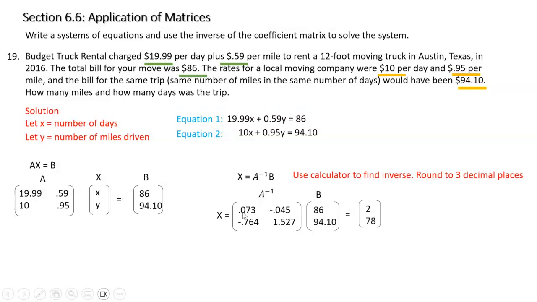But how? I multiply 0.073 times 86, and then plus negative 0.045 times 94.10, and we add them, it's going to give us 2. And in the same manner, guys, all this can also be done in the calculator. Okay? So it's going to be 2 days and 78 miles. And again, guys, you can plug this into the calculator to get the answer.